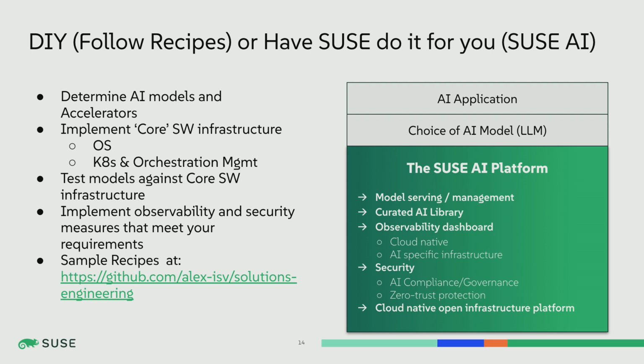Or you can have SUSE do it for you in the form of SUSE AI. So determine your AI models, your accelerators. You can implement your core software infrastructure, the OS, the Kubernetes, and the orchestration management. You have to test your models, again, your core software infrastructure. You will have to implement observability and security. Or you can go with the SUSE AI route where basically SUSE has taken it on for you.